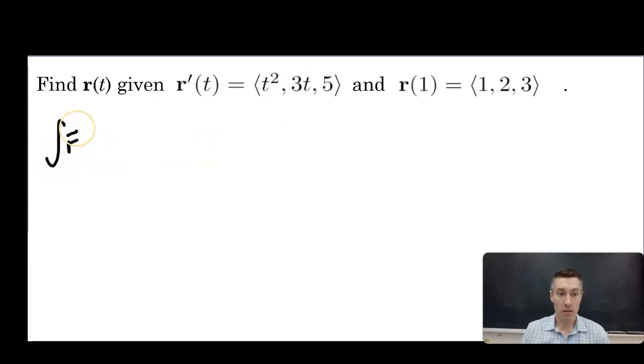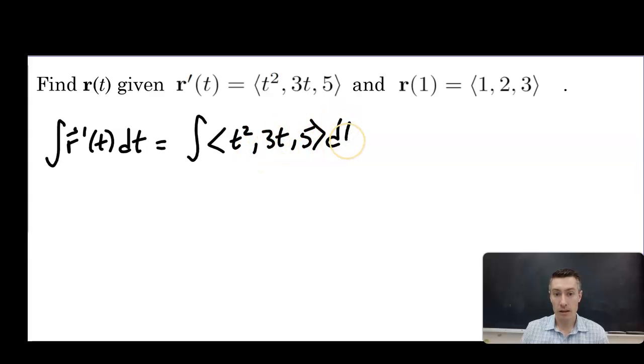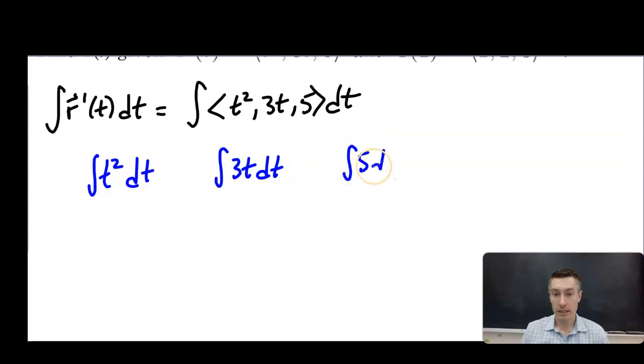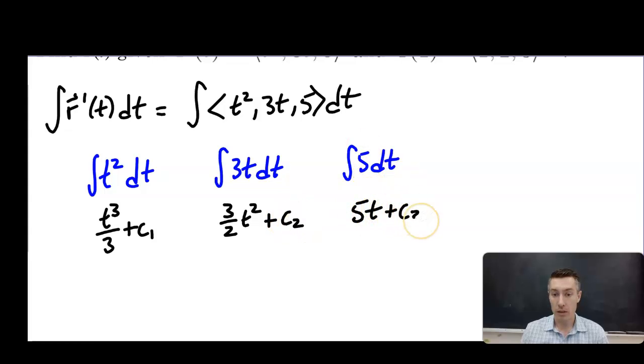So integrating r prime of t dt is equal to the integral of t squared, 3t, 5 dt. So we are going to have the integral of t squared dt, integral of 3t dt, integral of 5 dt. In this case, not sure it's necessary to separate out into our component integrals, but feel free to do what makes sense to you. Integrating t squared is t cubed over 3 plus c1. 3t would be 3 over 2 t squared plus c2. And the integral of 5 would be 5t plus c3.